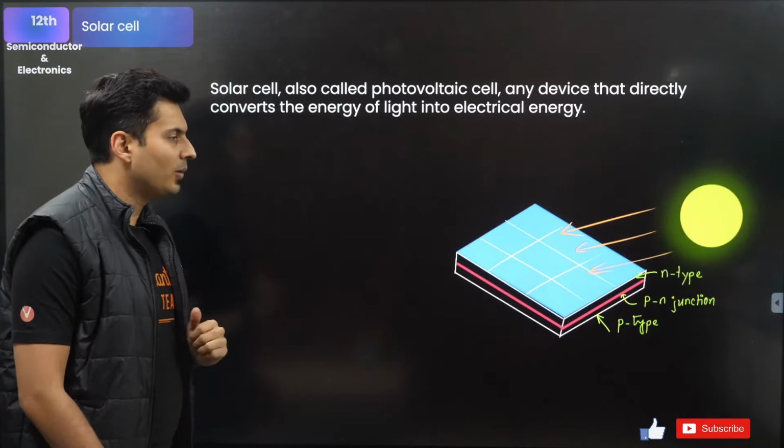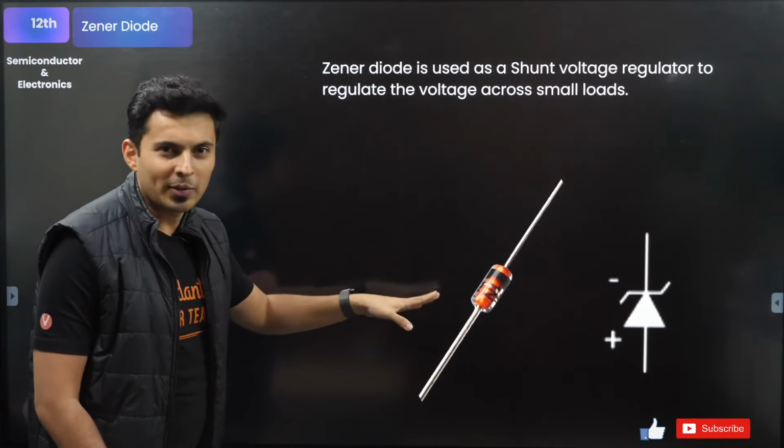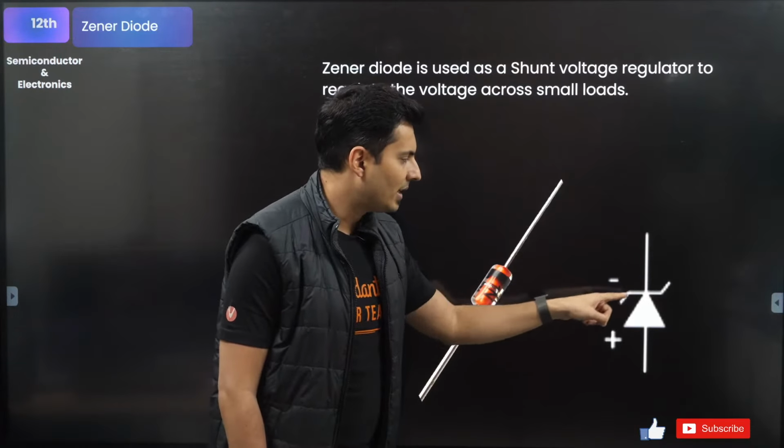Another application of a PN junction is a Zener diode. A Zener diode looks very similar to a normal diode, very small. The symbol for that is slightly different.